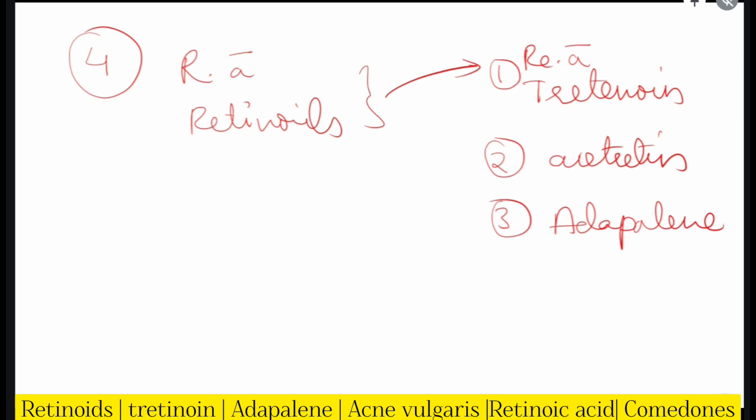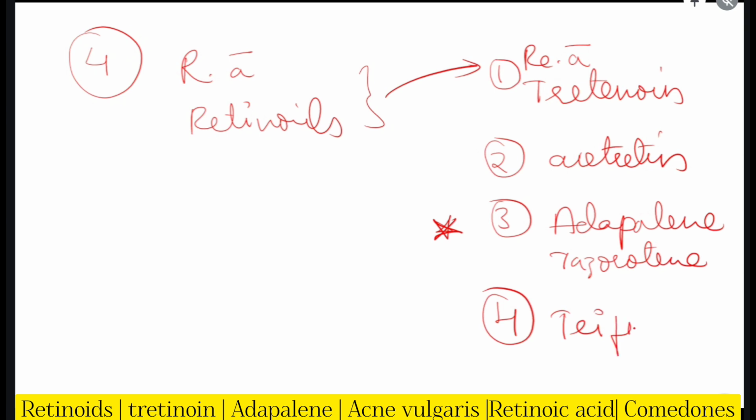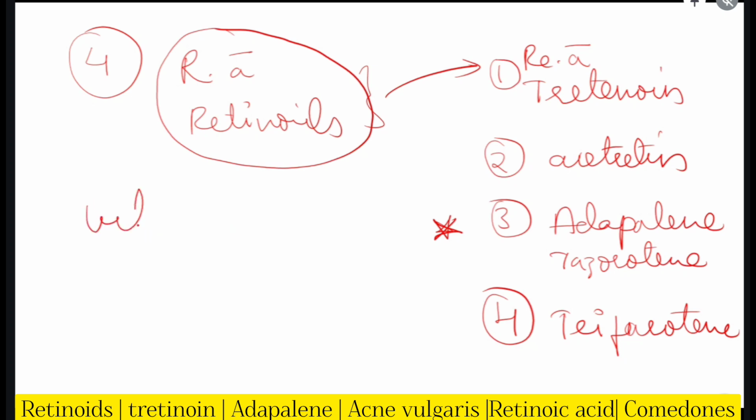This drug is very important, and in competitive exams you can expect this question. I'll try to explain adapalene in detail. Adapalene and tazarotene come under third generation retinoids, and the fourth generation retinoid, which is the latest one, is trifarotene. Retinoids or retinoic acid, all these drugs are very similar to, or analogues of, vitamin A.